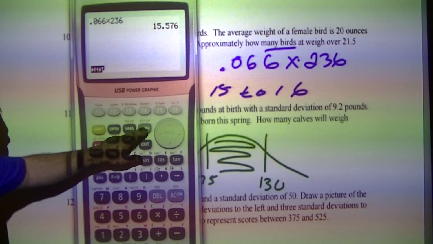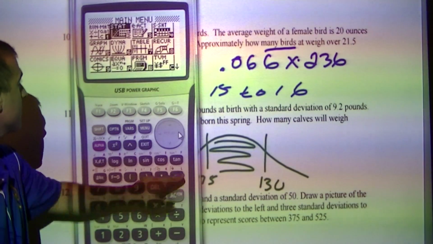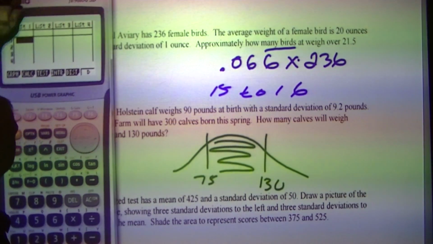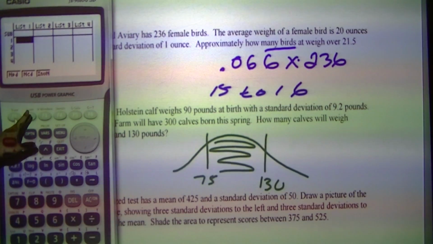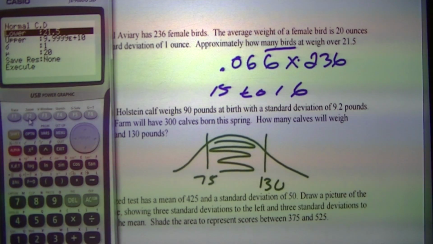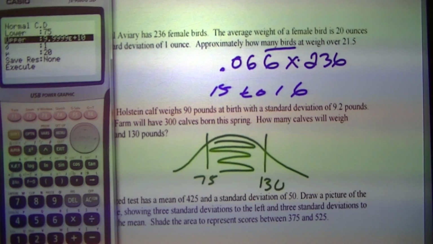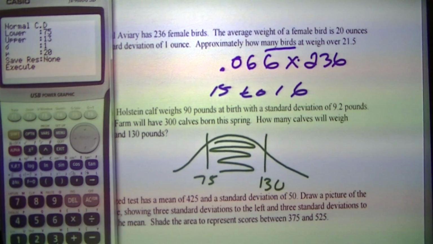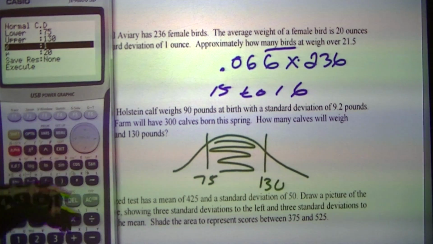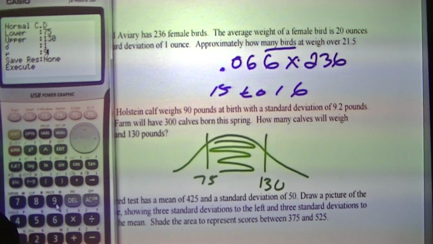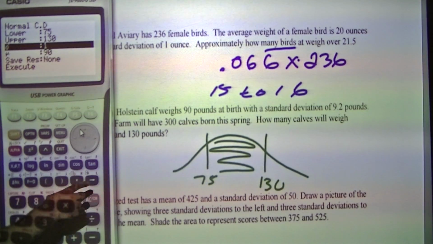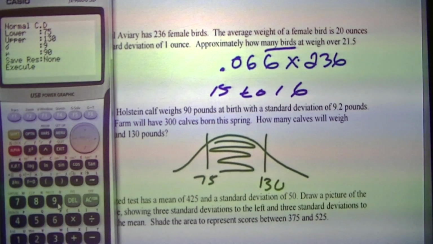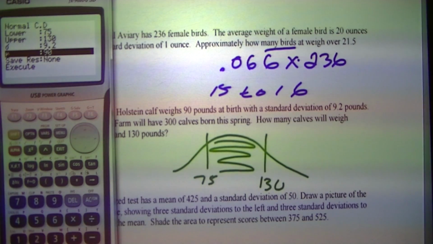Okay. Once again, I go back into stat. All right. Back into distribute, normal CD. Okay. Now, what I want to do is I want to go 75 to 130. Okay, because that's where I'm going to be. It says the average calf weighs 90 pounds, so I'm going to use that one. And then it says a standard deviation of 9.2 pounds. Okay, so that's my stuff there.